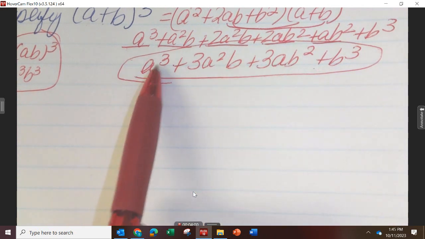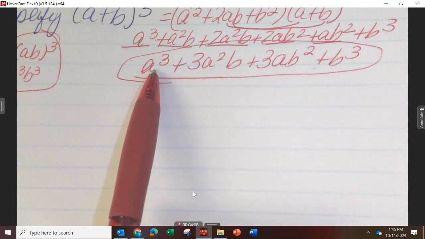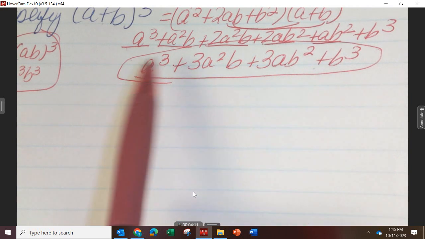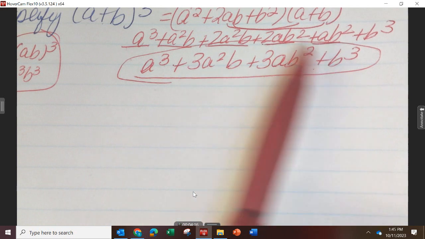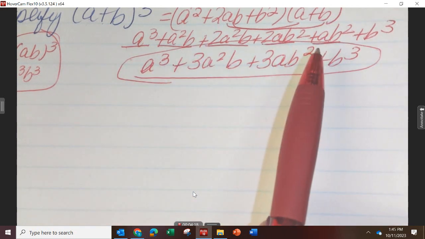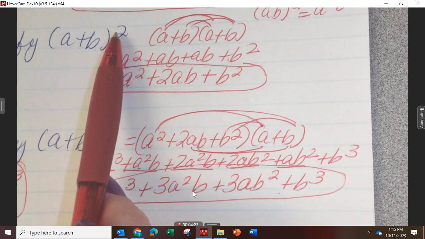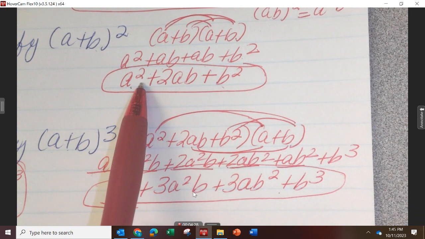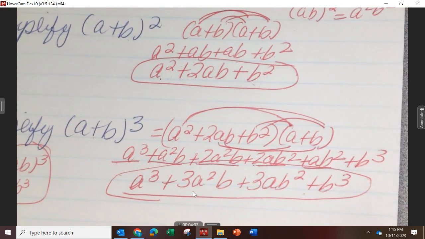What are they doing? Going down by how many every time? So the pattern here is going a cubed, a squared, a, no a. On the b's, no b, b to the first, b to the second, b to the third. That pattern is going to be important with what we do today. Look back here, when we had a plus b to the second. A to the second, a to the first, no a. No b, b to the first, b to the second. Understanding patterns today is going to be what's going to make this easier for you.